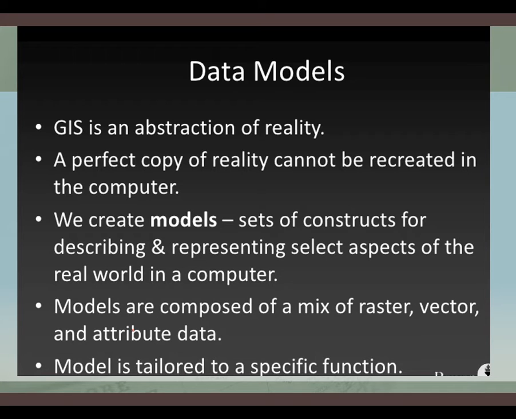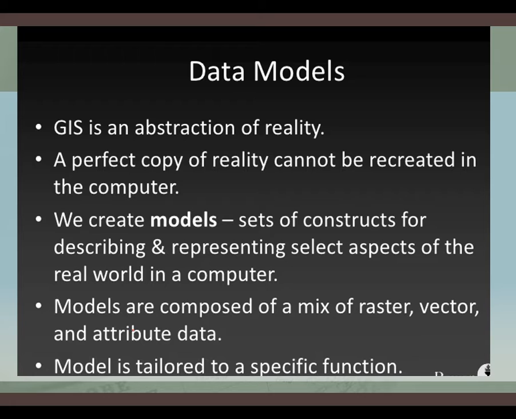So data models, this is just some kind of a revision of what we said here. GIS is an abstraction of reality. Definitely, we have to abstract the reality. We cannot represent every single thing. A perfect copy of reality cannot be recreated in the computer. We cannot do exactly everything. We have a saying in transportation, for example, there is no perfect model. Always a model has some problems, and not problems, it has some shortcomings. And this is one thing here.